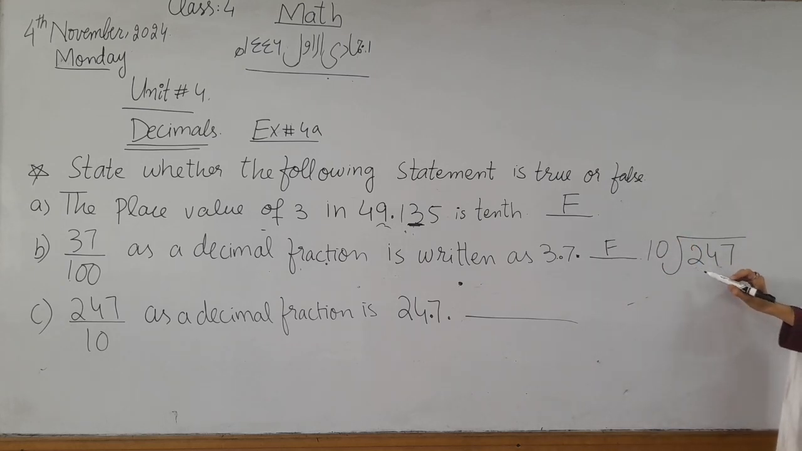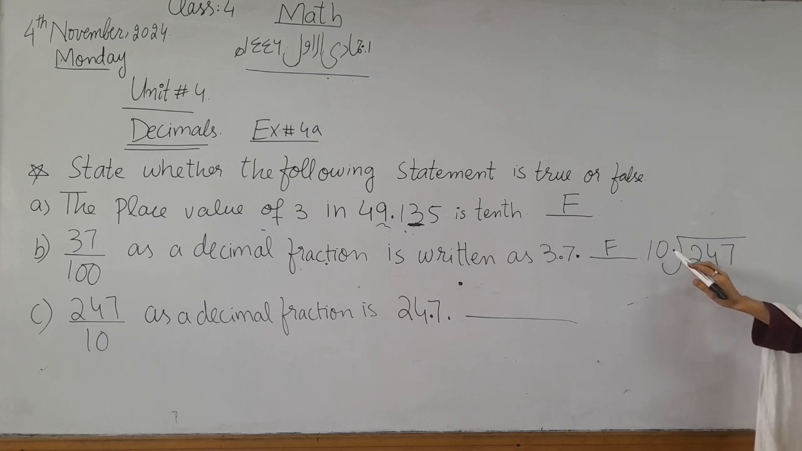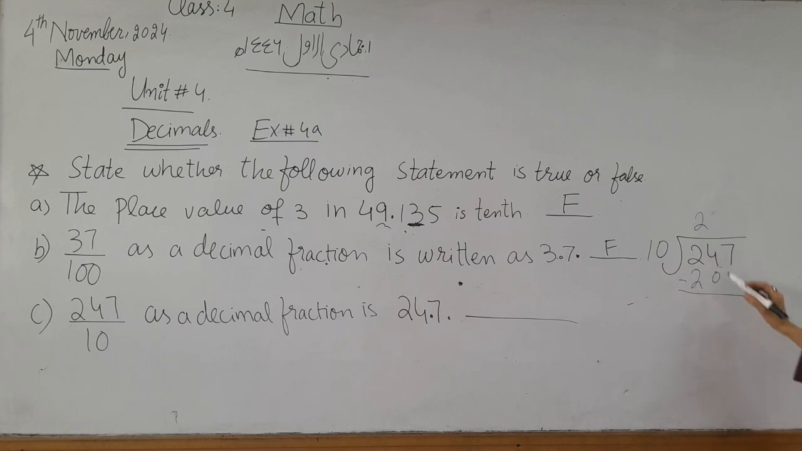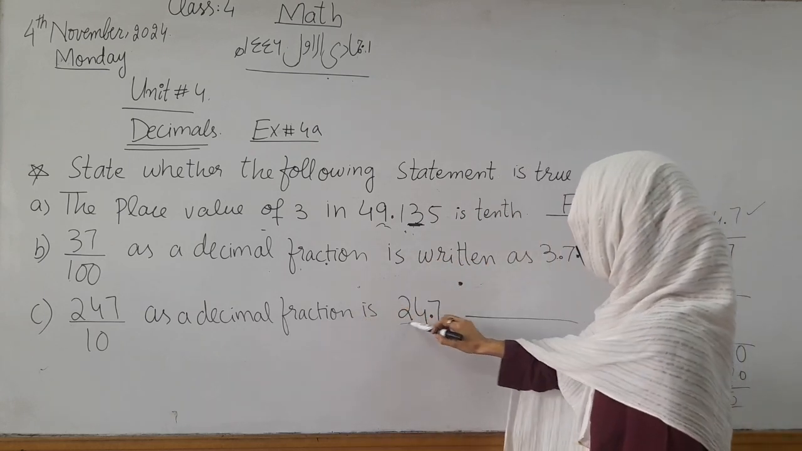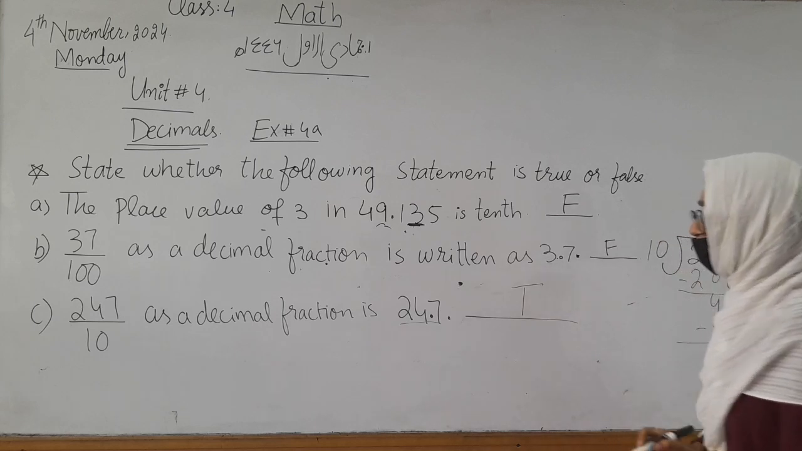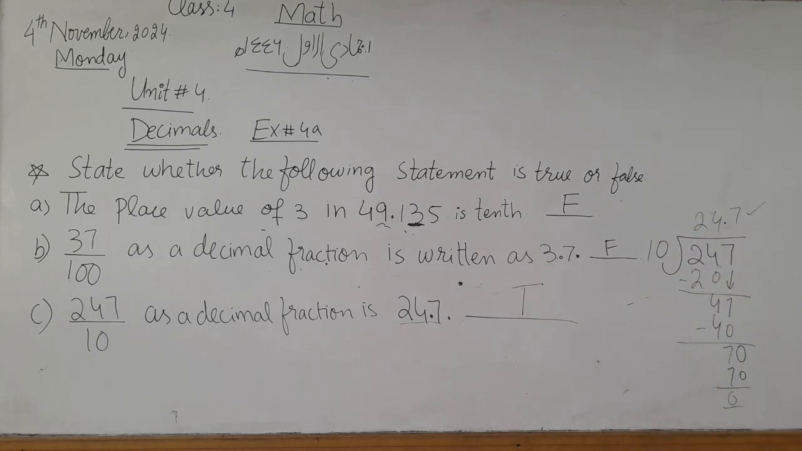First we will take two digits because 24 is bigger than 10. 10 ones are 10, 10 twos are 20. Now we will subtract it. 4 minus 0 is 4. We will bring down 7. 10 fours are 40. Now we will subtract it. 7 is smaller than 10, so we will add a point here and write 0. 10 sevens are 70. The answer is 24.7. And in our statement, 247 by 10 as a decimal fraction is 24.7. So this statement is true.